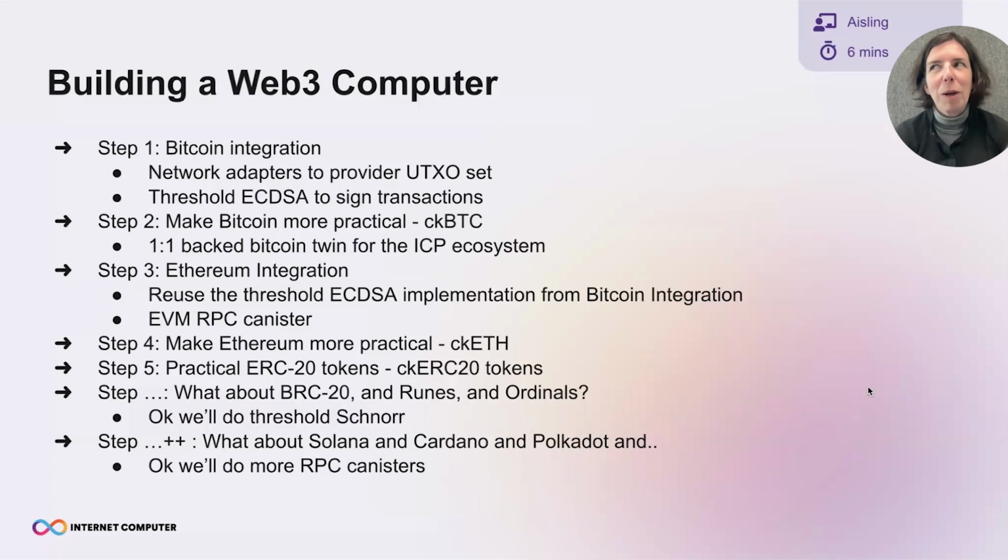And so you might think, okay, maybe we'll end up with ck ERC20 tokens. And actually, maybe you'll see a demo about that later. Then, okay, now we're getting into it: what about BRC20 tokens? What about Runes? What about Ordinals? What about all this stuff on Bitcoin? Okay, fine, we do threshold Schnorr. We give you this step whatever plus. What about Solana now, and Cardano and Polkadot? And okay, fine, we do more RPC. And like you see, it gets a bit crazy.